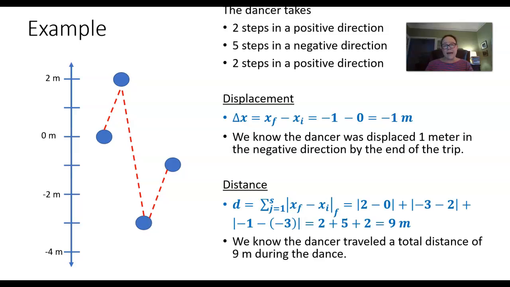And then I also have to add the absolute value of the displacement for the third part of the trip. So in the third part of the trip, the displacement was from an initial position of -3 meters to a final position of -1. So displacement is final minus initial, -1 minus -3. That's a displacement of 2 meters. Okay, I add those 3 portions of the trip together, and I figure out that this dancer traveled a total distance of 9 meters during this dance routine.